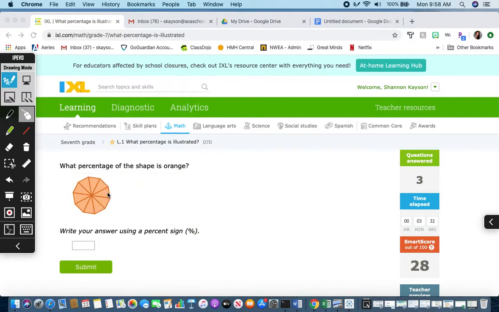Here, the entire shape is shaded. So what percent would that be? Of course, 100%. Okay, let's do one more.